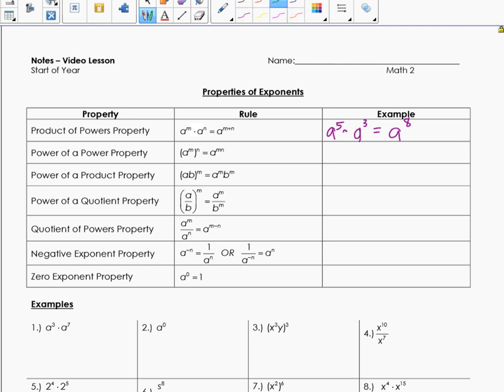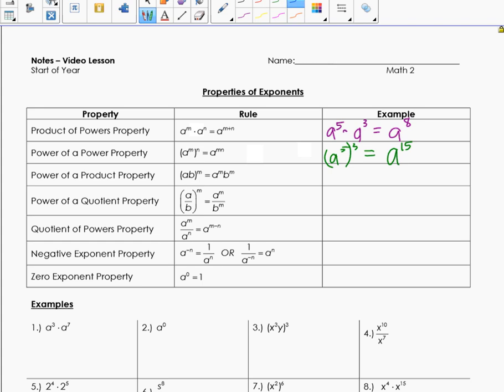Whereas if you have the next one, the power of a power property, you only have one base there and it's a power to a power, so a to the m, to the n. Then you multiply. So using that same example from above, let's say you have a to the fifth, to the third. You would get a to the 15th because 5 times 3 is 15. So when you have two bases that are the same, you add. When you have one base and two powers, that's when you multiply.